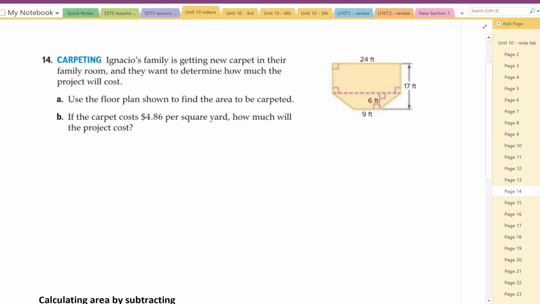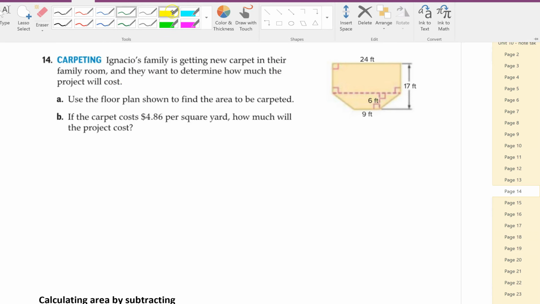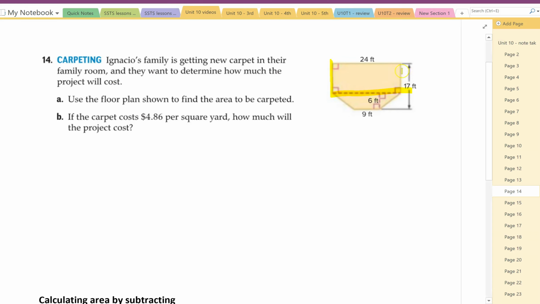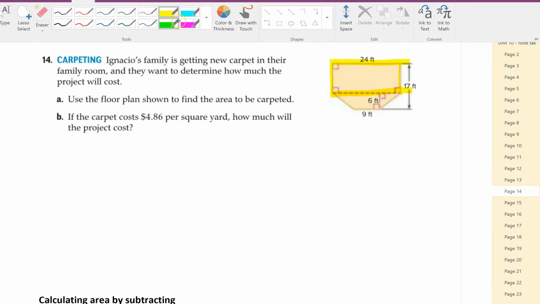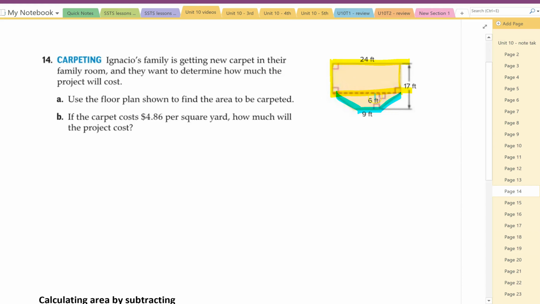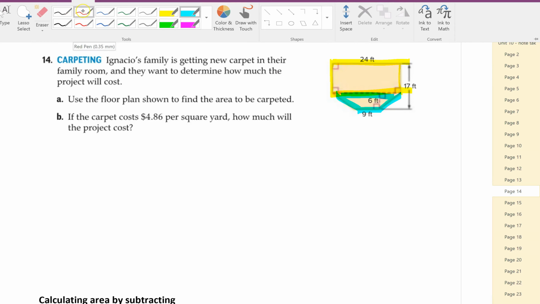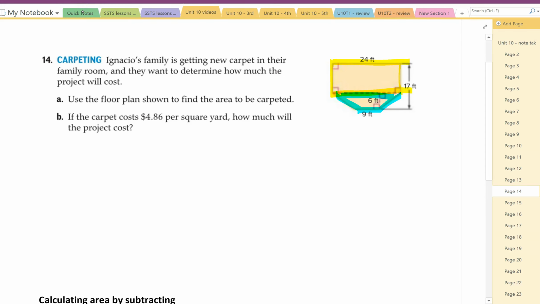So here's another example of calculating the area of a composite figure. It says Ignacio's family is getting new carpet in their family room, and they want to determine how much the project will cost. So here's their family room over here, and you can see it's made up of two shapes. One is this rectangle here, and then there's also a trapezoid on top of it. So we're going to calculate the area of the rectangle, and then the area of the trapezoid, and add them together, and that's going to tell us how big the living room is.